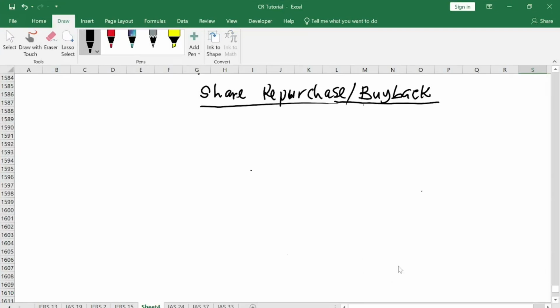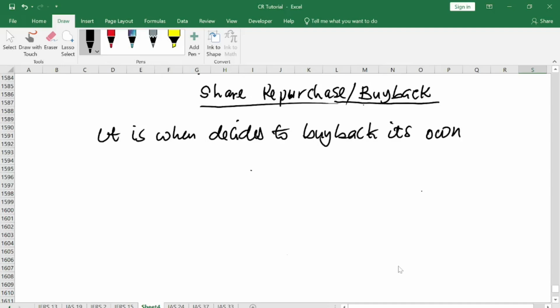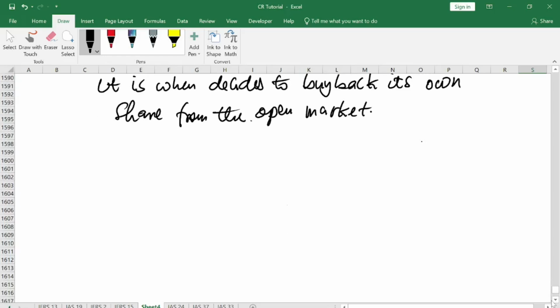Good morning. Today's lesson is under IAS 33, and the topic we'll be looking at is share repurchase or buyback shares. So when we say buyback, what does it stand for? What is the meaning of buyback? Buyback is when a company decides to buy back its own shares from the open market. That's what you call buyback.